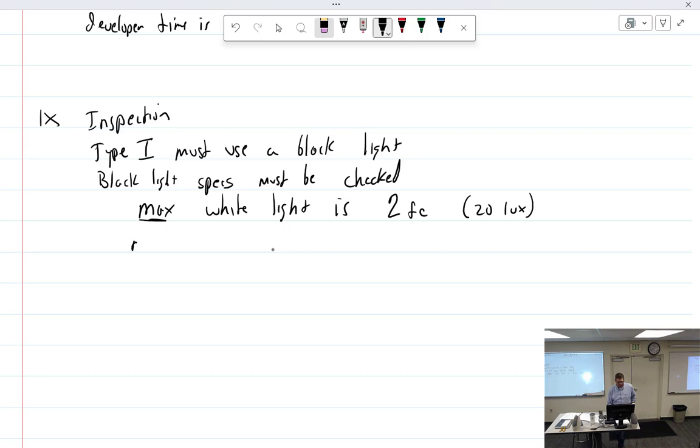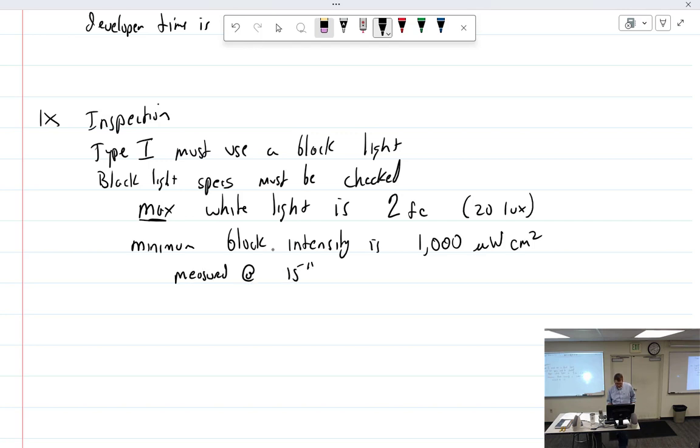The minimum black light intensity is 1,000 microwatts per centimeter squared, measured at 15 inches from the light.